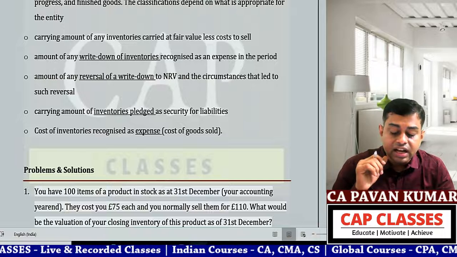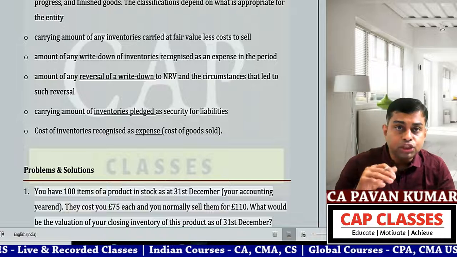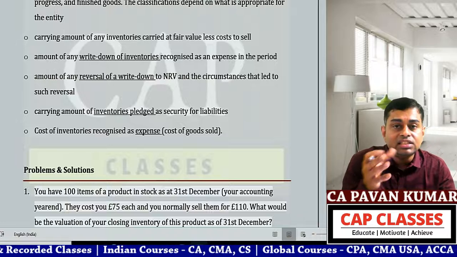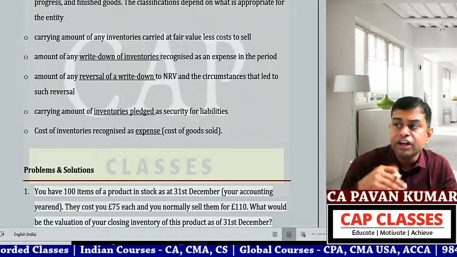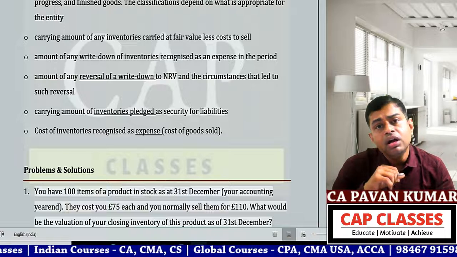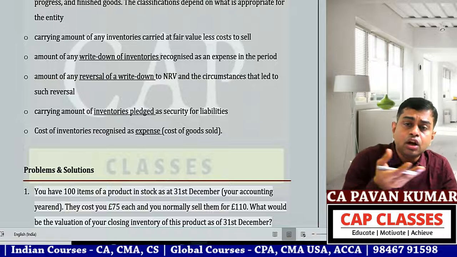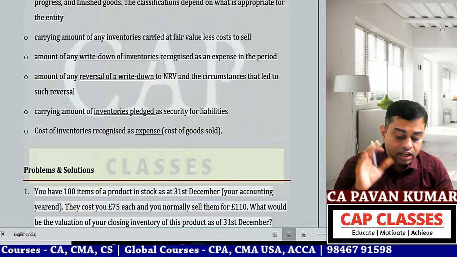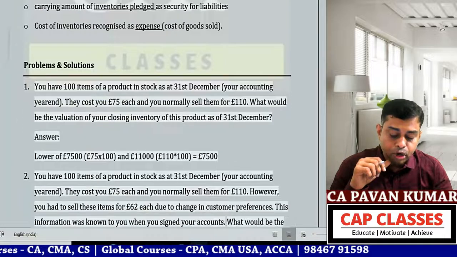Cost of inventory recognized as expense. That means during the year you sold. Till today it is an asset in your books, but when you sold it, you need to transfer this asset into expense. So what will be the journal entry? Cost of sales account debit, credit is inventory. So that is the last point. That's all.